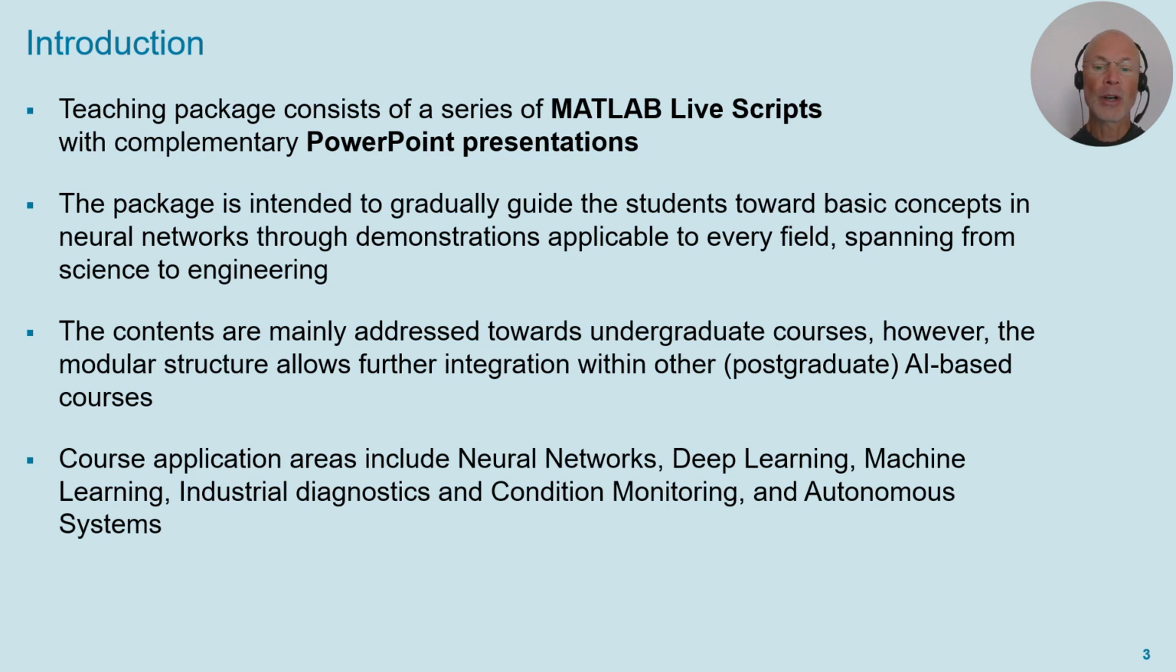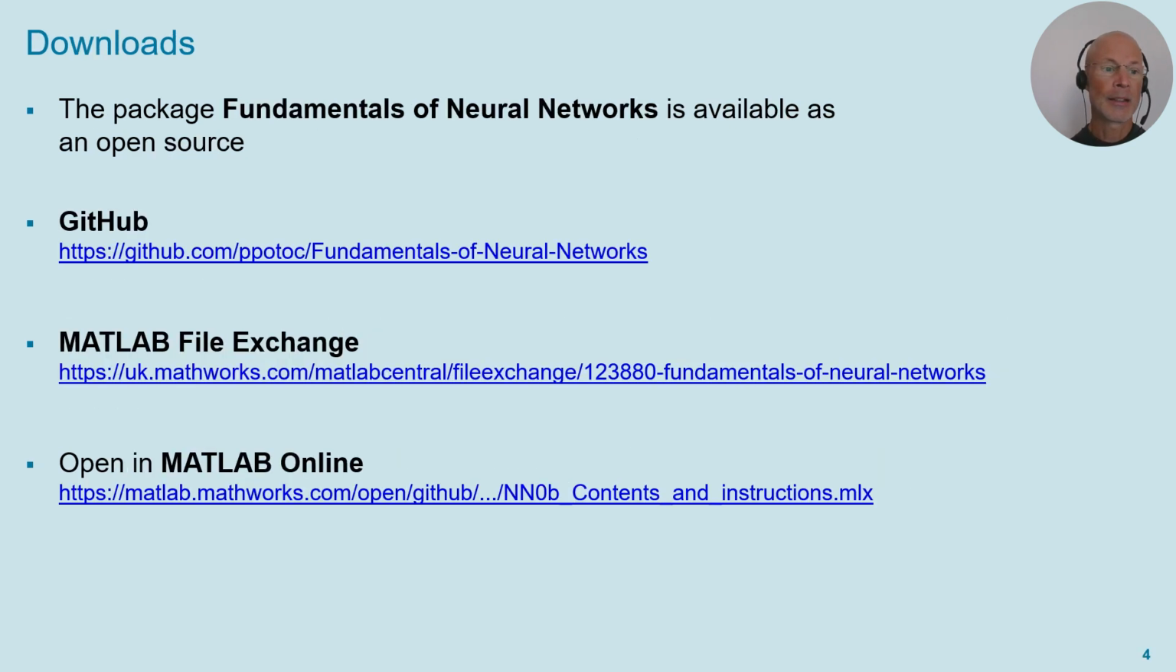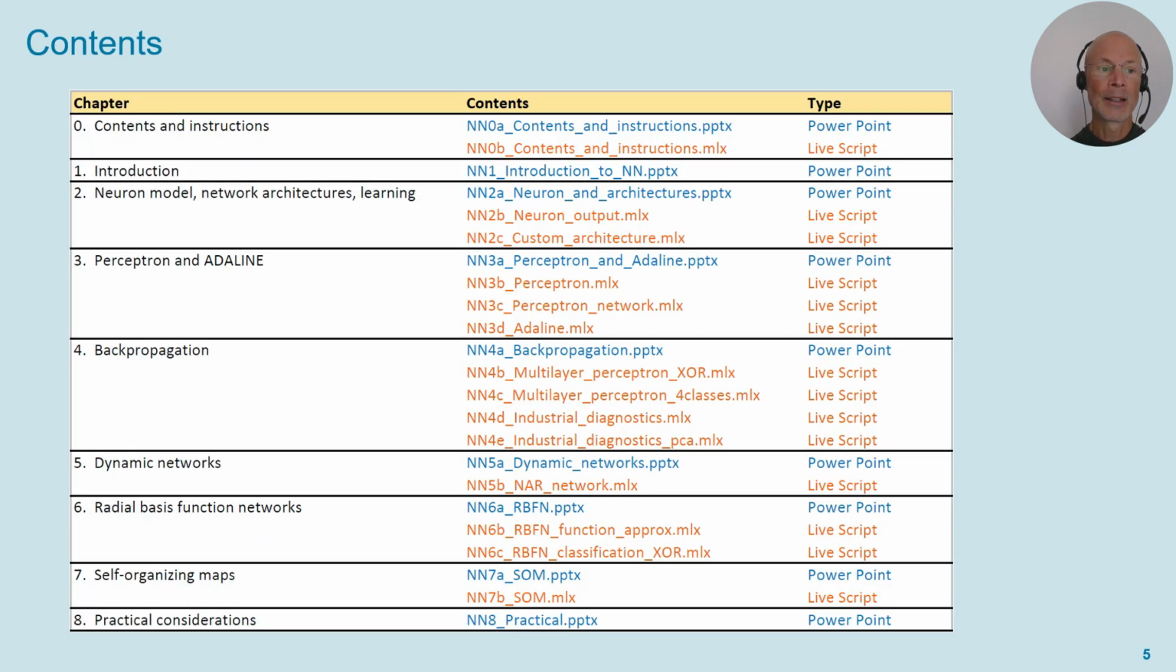So it is intended to guide the students toward basic understanding of neural networks, and it is addressed toward undergraduate courses, but can be also integrated with various postgraduate AI-based courses. The package can be downloaded either on GitHub platform or MATLAB File Exchange, and on MATLAB File Exchange you can also find the link to open the package directly in MATLAB Online. The contents of the package are organized in various folders, and the folders include PowerPoint files with some theoretical backgrounds and live scripts with practical examples.